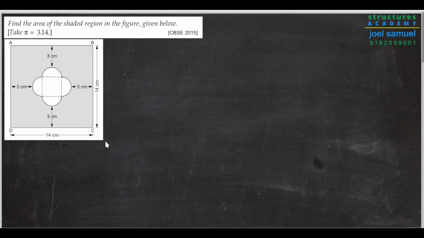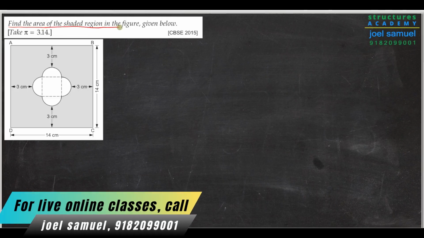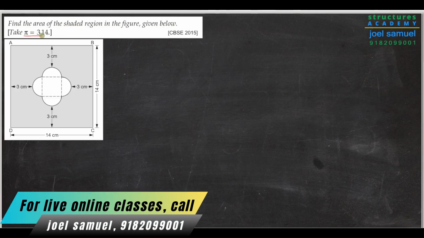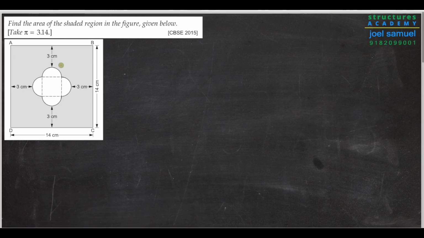Alright, let us look at another question from the chapter Areas Related to Circles. Find the area of the shaded region in the figure given below, and pi is equal to 3.14. So first let us try to capture the main idea in this question. If you look at the figure, this entire portion is being referred to as the shaded portion.